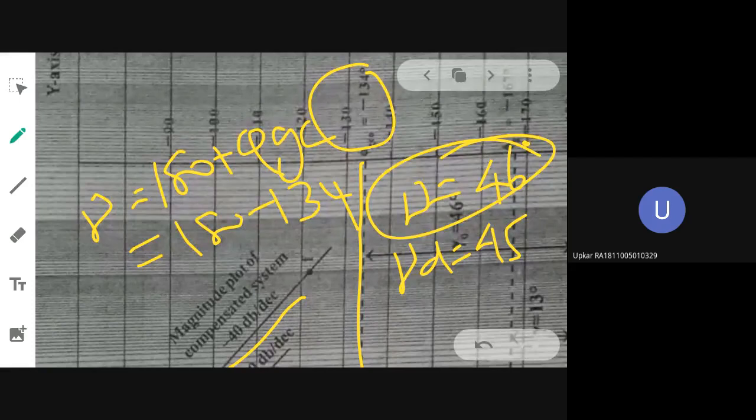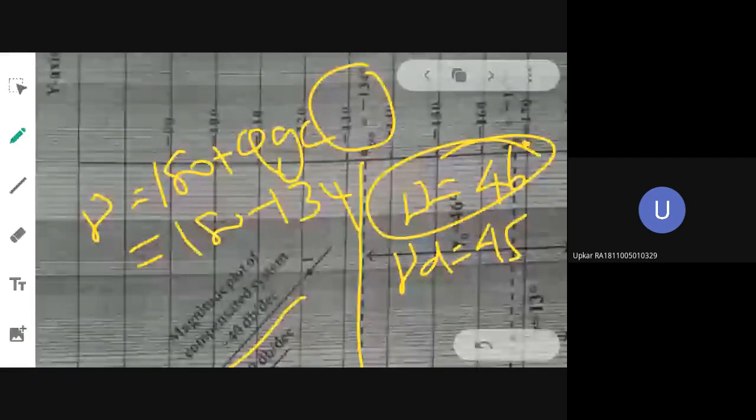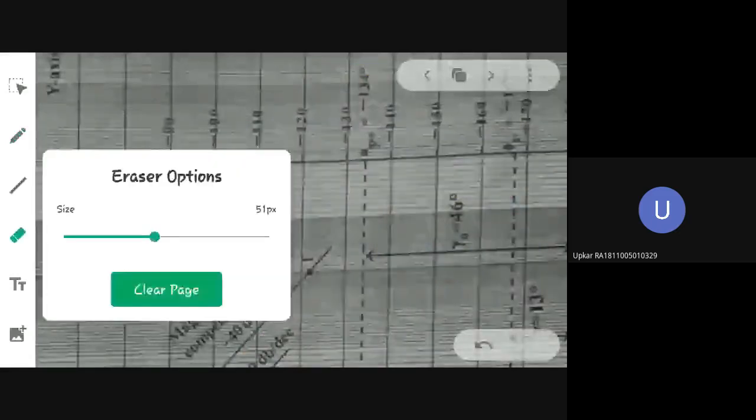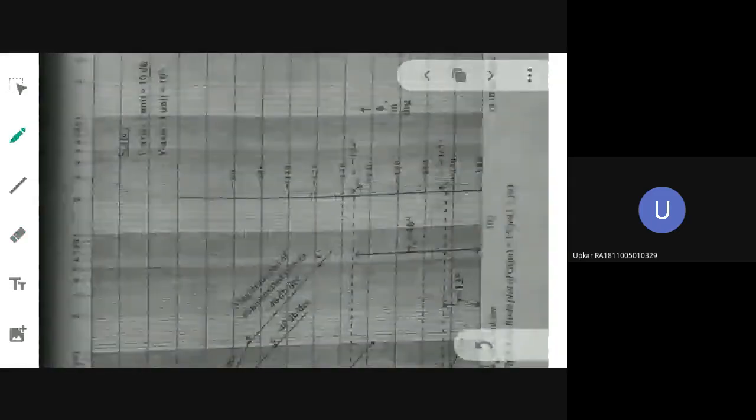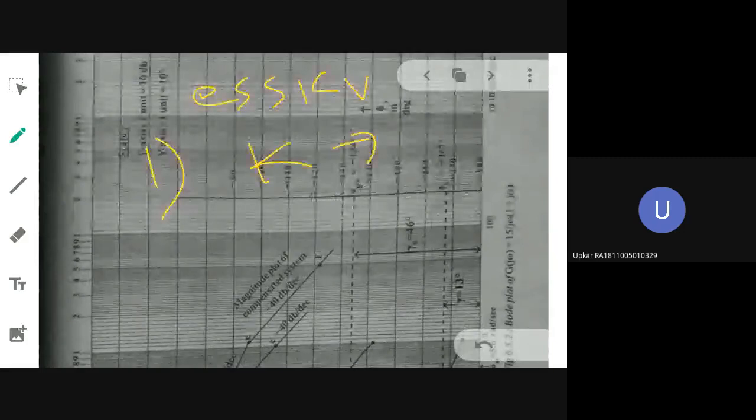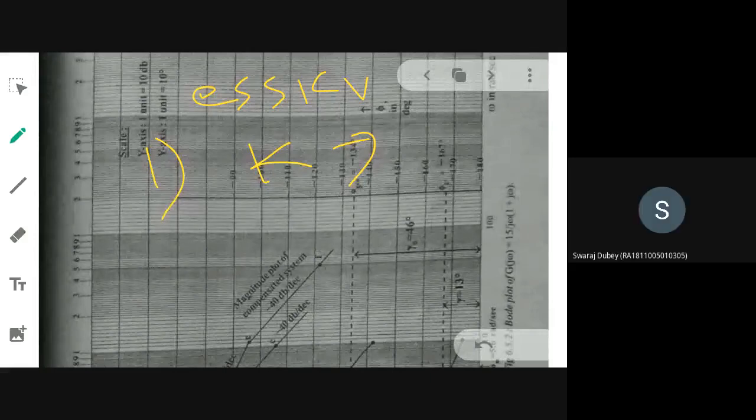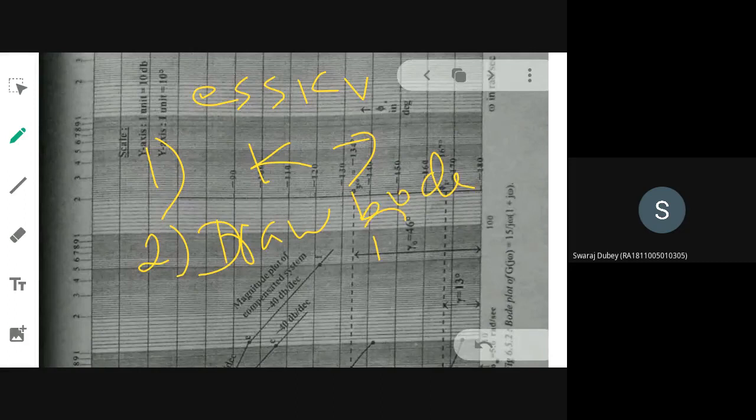Have you understood the lead compensator now? Okay, so what are the steps? Finally, let me summarize what you are supposed to do. First, they would have given one e_ss and K_v. From that you will be determining what? Gain K. Then you need to draw the Bode plot for the uncompensated system. That is your second step, from which you will be calculating gamma for the uncompensated system.